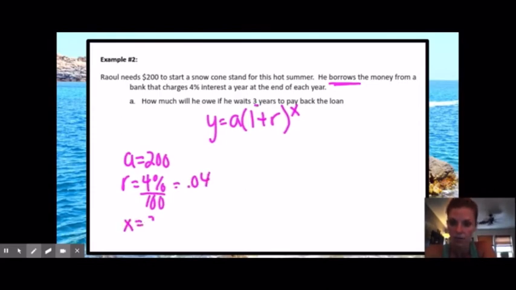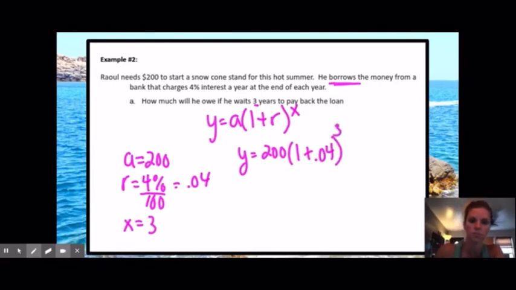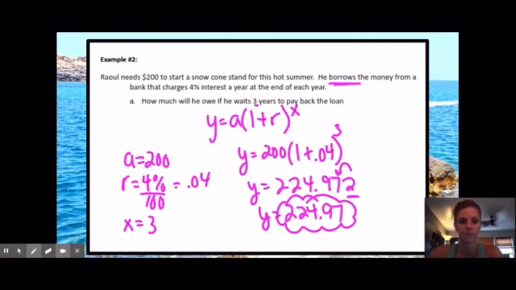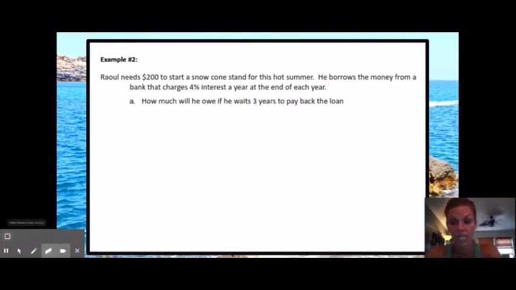So x is 3. Y equals 200, 1 plus 0.04, raised to the 3rd. Plug it in your calculator in one step: 200, 1 plus 0.04, raised to the 3rd, and y equals 224.972. So as far as money goes, that 2 is not going to change that 7. So y equals $224.97. So Raul, instead of just paying back the $200, after 3 years he owes $224, almost $225. That's it. It's as easy as it is.